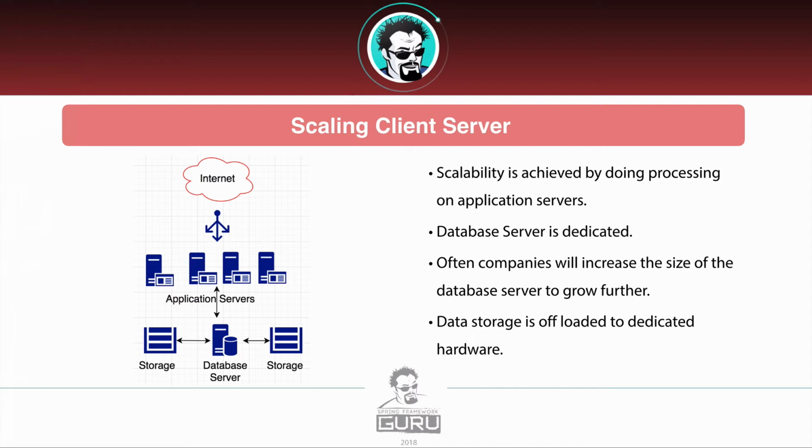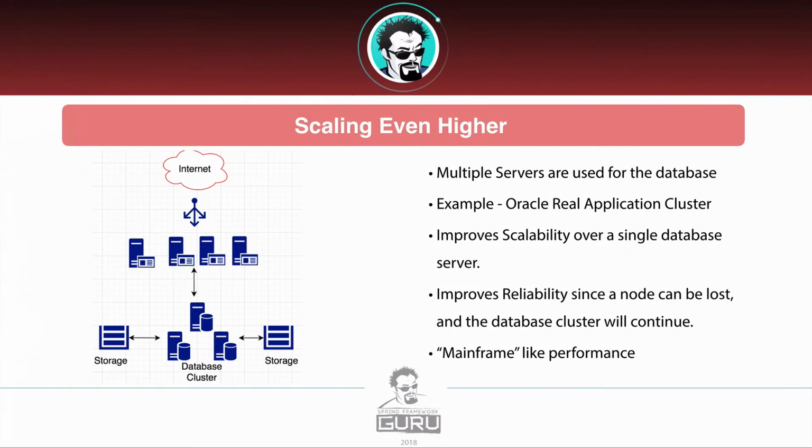Now, what if we want to take this even further? So then we start looking at database clusters. So now we can scale out the application tier and then apply a similar concept where we start using multiple servers for the databases. So an example is Oracle RAC, or Oracle Real Application Clusters. It improves scalability over a single database server. And also we improve reliability because now we can lose a database server out of the cluster, a node, a single server that can fail, and the system will keep running.